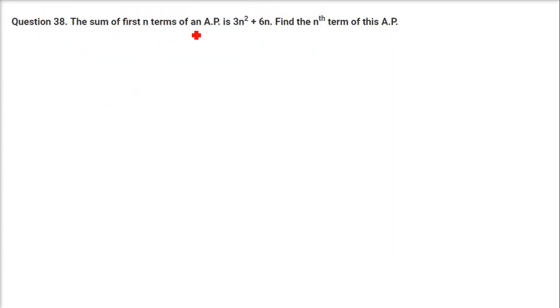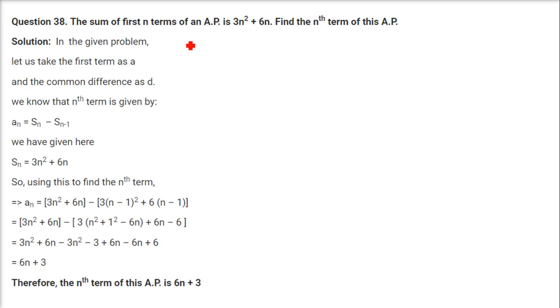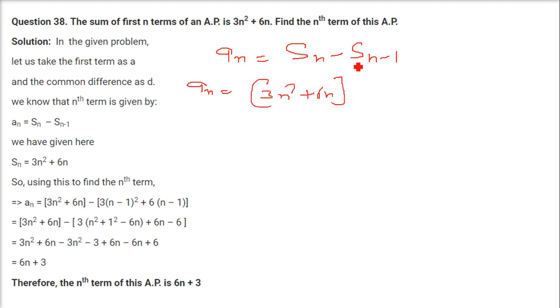The sum of first n terms of an AP is this one. Find the nth term of this AP. So in this type of question, we find the nth term by taking the sum of n terms minus the sum of n minus 1 terms. So see, Sn is 3n square plus 6n. So an will be equal to Sn minus Sn minus 1. So I'll write n minus 1 in this place: 3 into n minus 1 whole square plus 6 into n minus 1. So this is how we get the nth term.